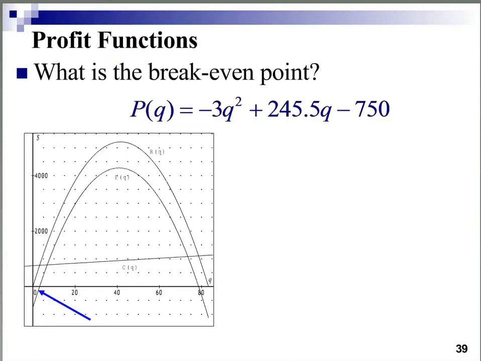So we will define the break-even point to be the first point on the graph where the profits are equal to 0. You'll notice there's another point where profit is equal to 0. Look in the graph and go to the right and you'll see it's close to 80 units on the Q axis. But the one that we will define to be break-even is the first one, the smaller value.